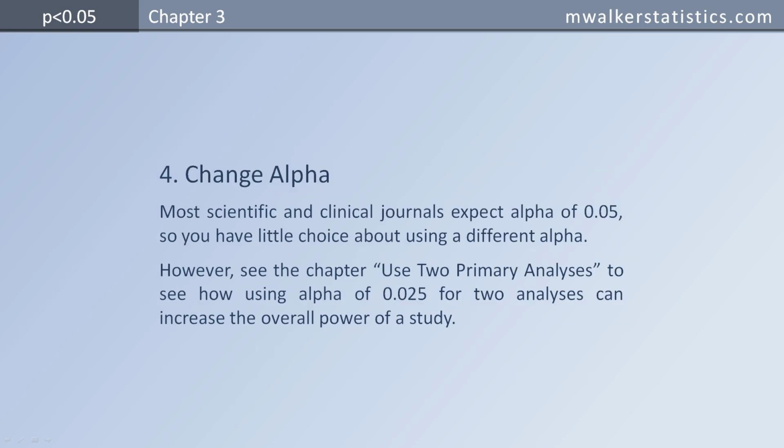4. Change alpha. Most scientific and clinical journals expect alpha of 0.05, so you have little choice about using a different alpha. However, see the chapter Use two primary analyses to see how using alpha of 0.025 for two analyses can increase the overall power of a study.